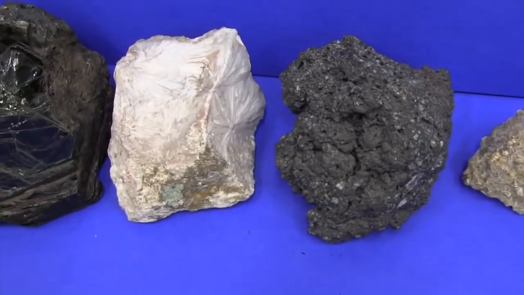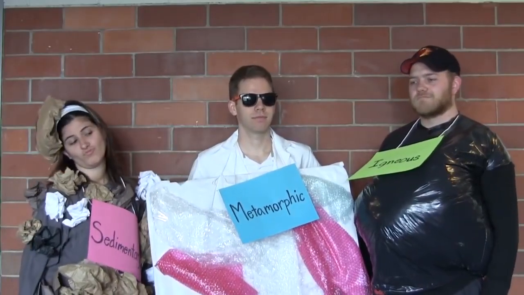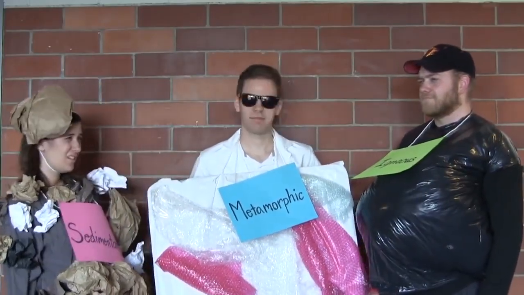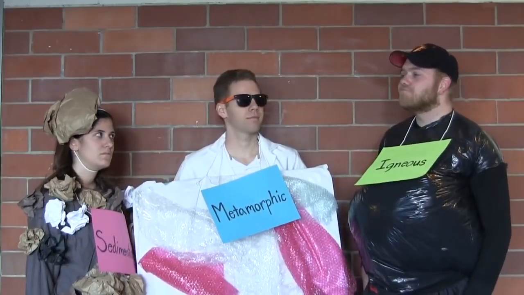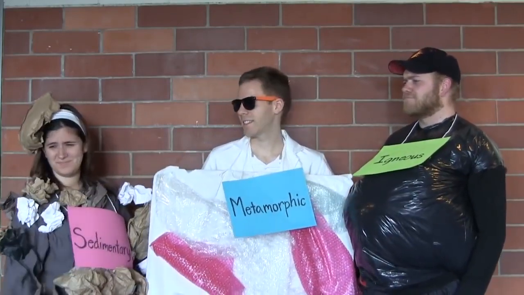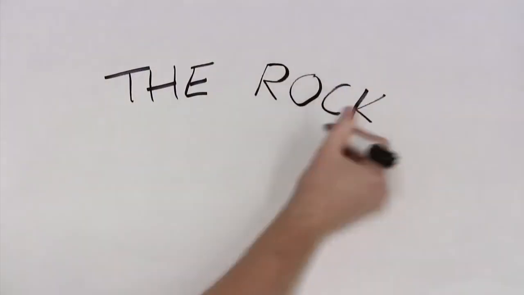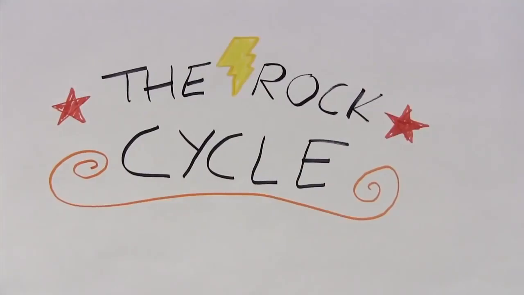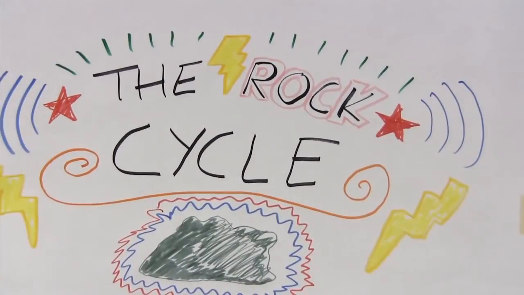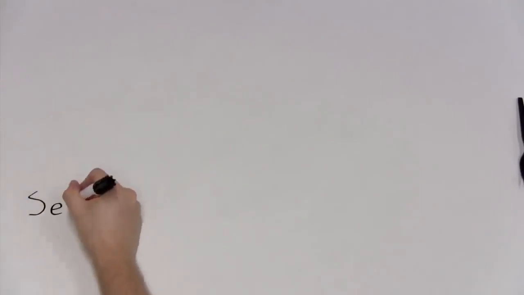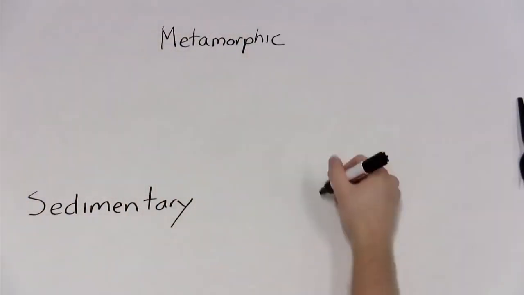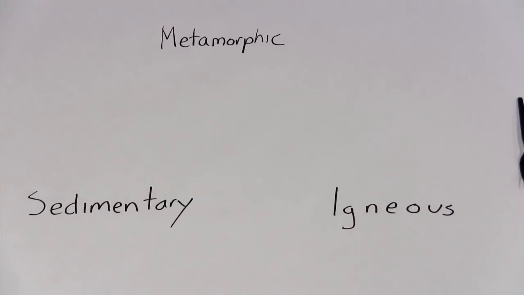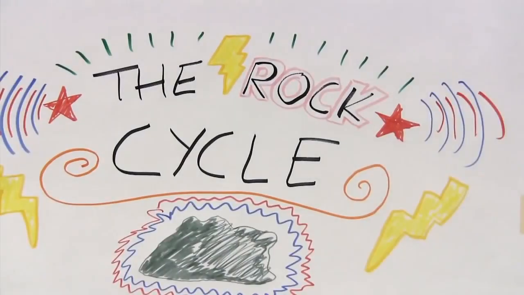Bet you thought rocks are just rocks, right? Nope, there are three major types of rocks: sedimentary, igneous, and metamorphic. But the coolest thing about rocks is that each one has the ability to change into the other kind. Huh? How is that possible? Sedimentary, metamorphic, and igneous rocks change into each other in a process we call the rock cycle.